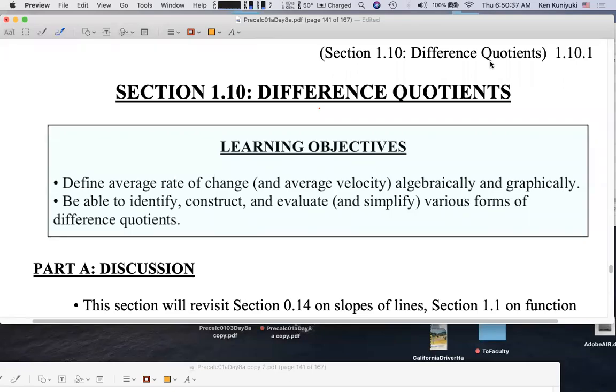Hi everyone, more fun with functions. In section 1.10, we're going to talk about difference quotients, which relate to average rates of change. These ideas will relate directly to section 1.11 on derivatives, which is a key topic in calculus.